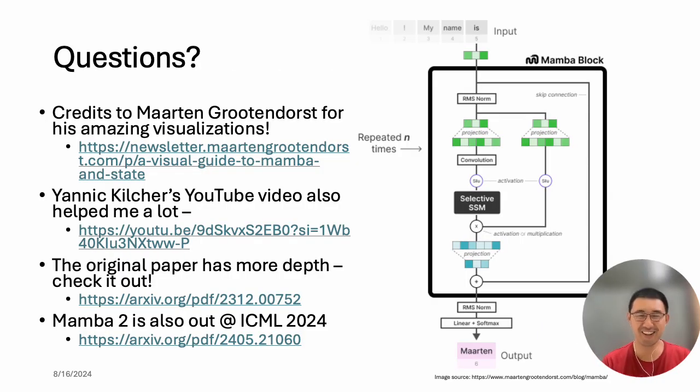So this is all I wanted to talk about. Again, I want to give credit to Maarten a lot on the amazing visualizations I've been using. And I also watched Yannic's video on Mamba and I learned a lot from him. So feel free to check those resources if you are interested to learn further. Of course, there's an original paper that everything's very detailed. You can look at that. I was in Vienna at ICML last month, and I noticed Mamba 2 is also out in their poster session. I haven't read through it yet, so maybe next time I'll be talking about that.